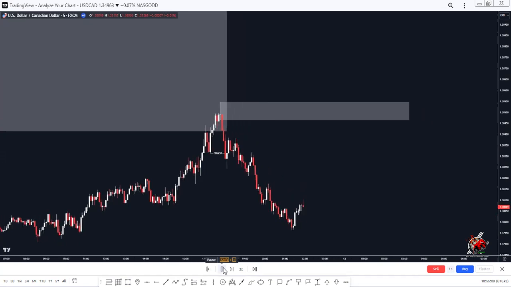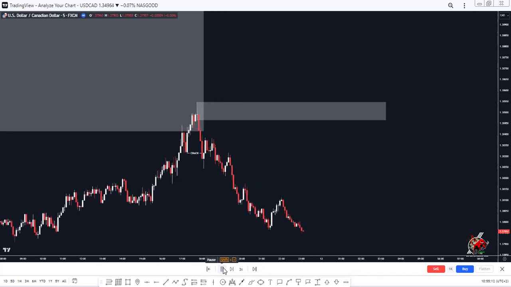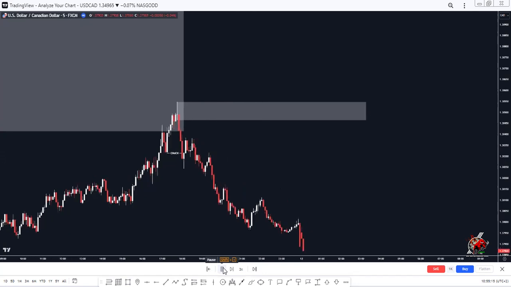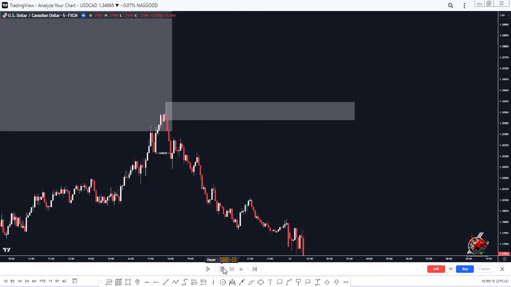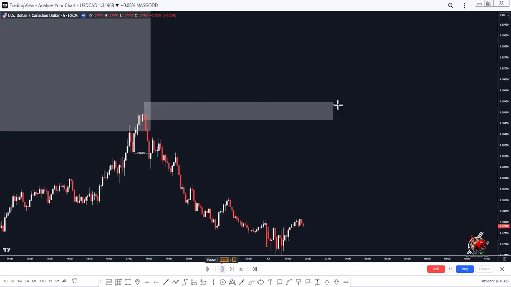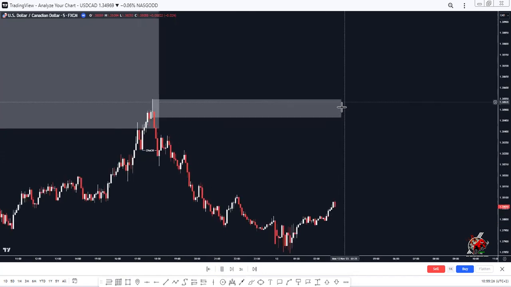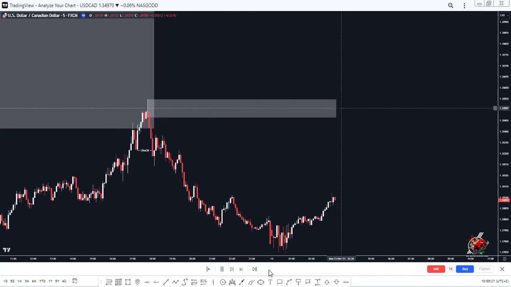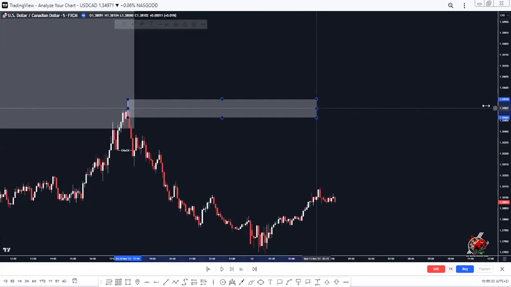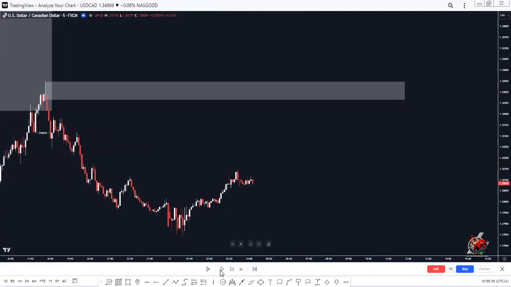Be patient, guys. You have to be patient with the market, all right? No matter how long it takes. Let me pause and extend this rectangle tool right there.